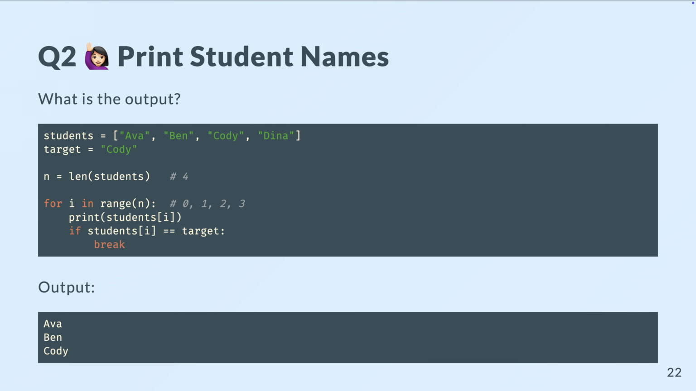Let's check. The output is Ava, then Ben, then Cody. Dina does not print, because the loop breaks right after printing Cody.